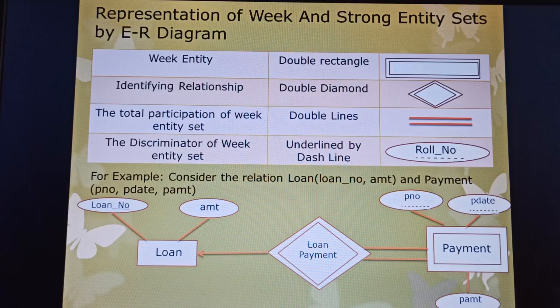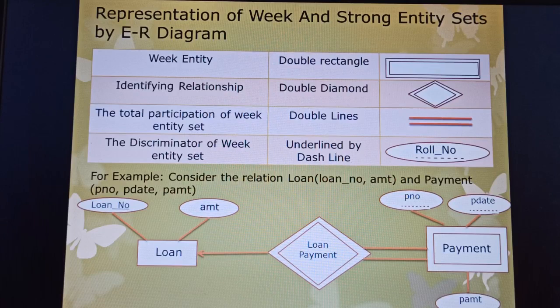Representation of weak and strong entity sets by ER diagram. Here the weak entity is represented using a double rectangle, the identifying relationship is represented using a double diamond, the total participation of the weak entity set is represented using double lines, and the discriminator of the weak entity set is represented using a dashed underline at the primary key attribute of the strong and weak entity set.